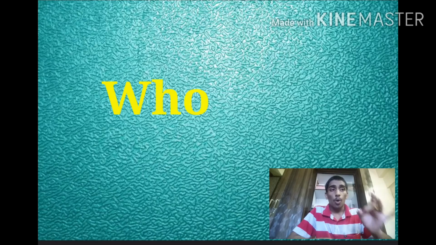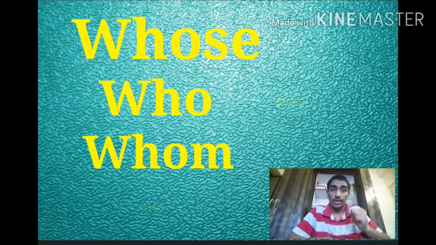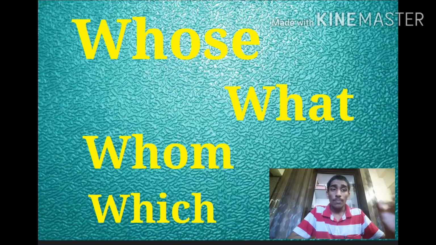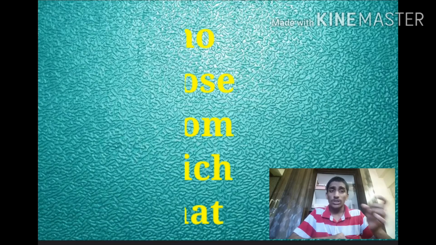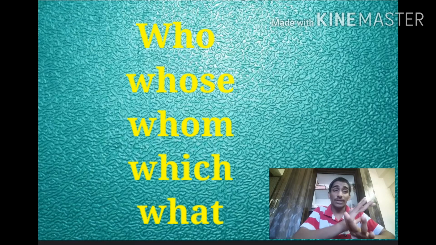Now let's look at examples and make it simpler. Before moving to the examples, let me tell you the rules of interrogative adjective. The rules of demonstrative adjective were that, this, these and those. Here it will be who, whose, whom, which and what. You understand? Who, whom, which, whose and what. See, look at the screen. Who, whose, whom, which and what. These are the rules applied for interrogative adjective. Now let's look at the examples.